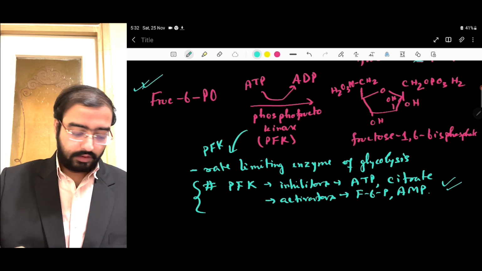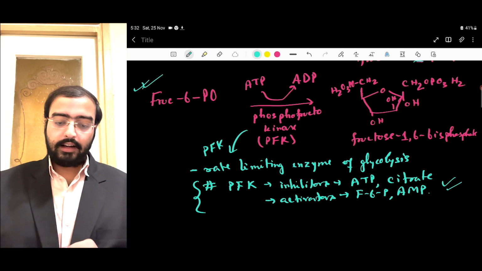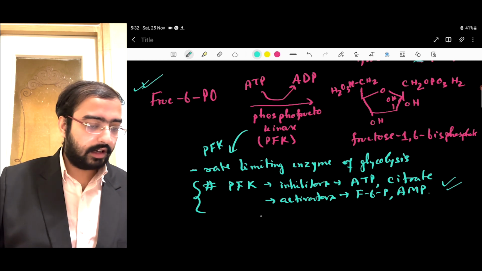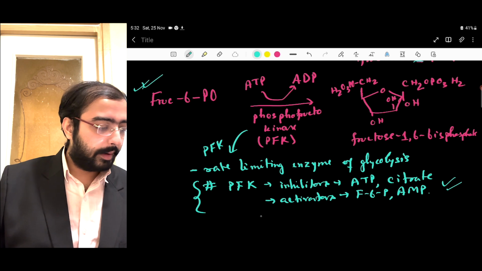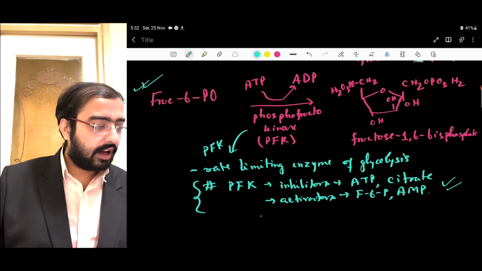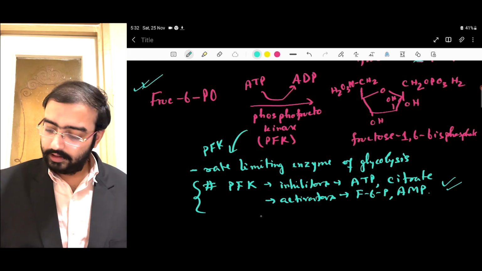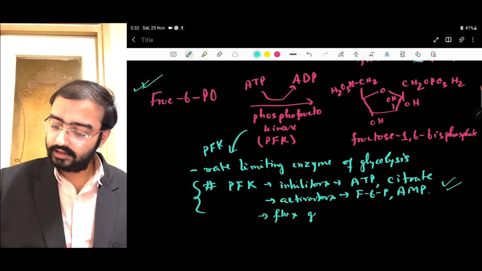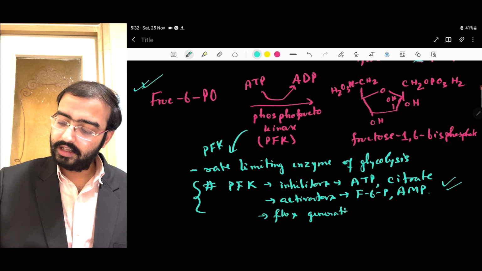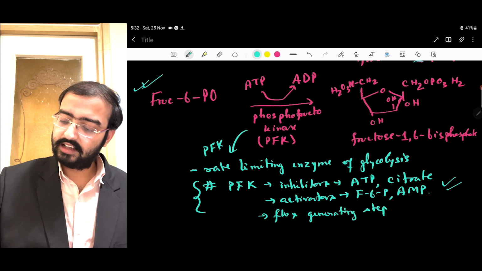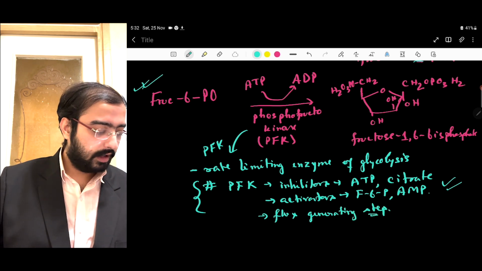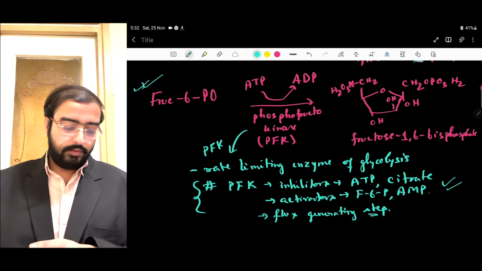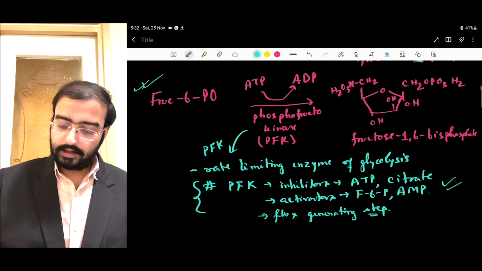Now, this step of the reaction is sometimes also called the flux generating step. Just remember this, but this has never been asked in any exam until now. Okay, now we move to the next step of glycolysis.